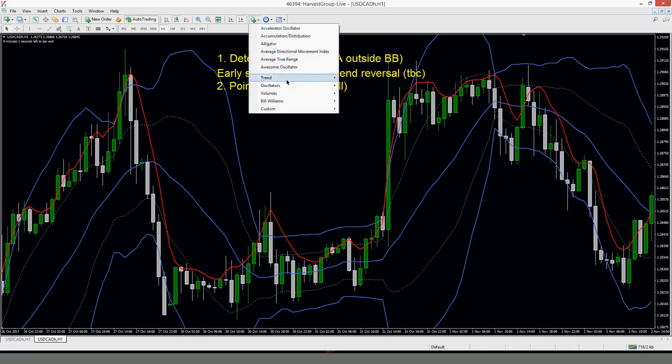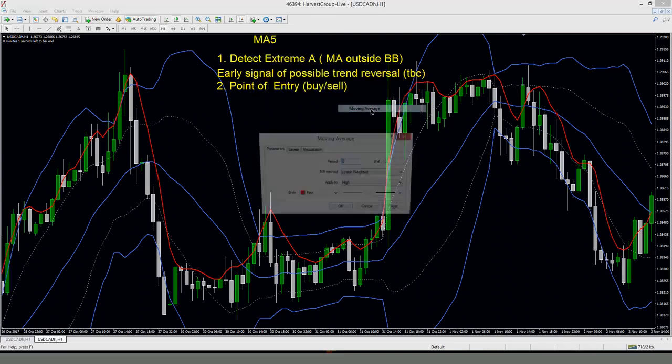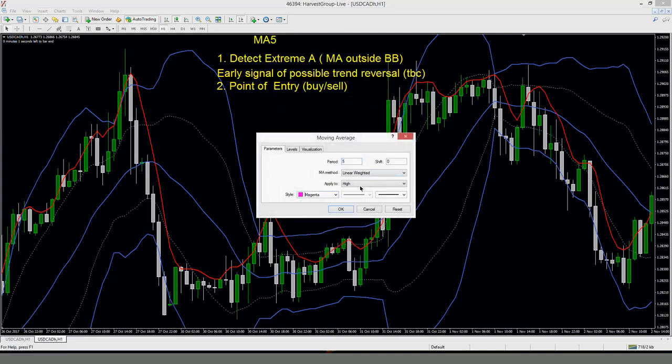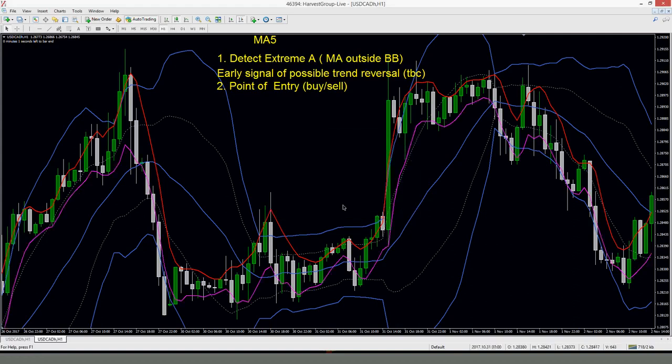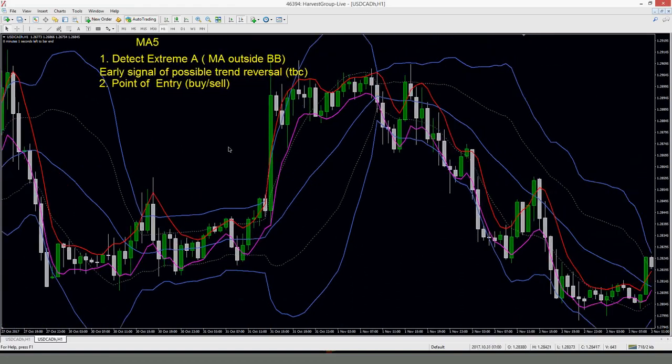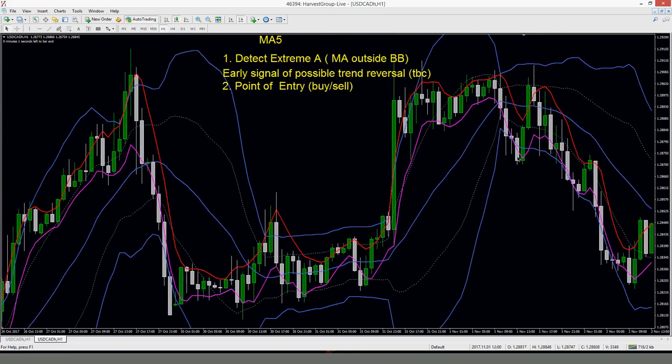Okay, so let me just add in moving average 5 low to see if there's a buy setup over here. As you can see here, there's also MA5 low outside of the Bollinger Band over there. So basically the function of MA5 is to detect extreme A, MA outside Bollinger Band, and extreme A is an early signal of a possible trend reversal, but it's not confirmed yet until you have an MHP.